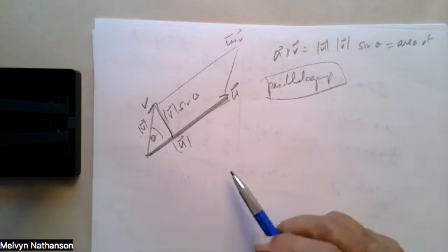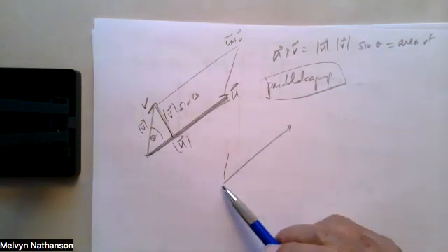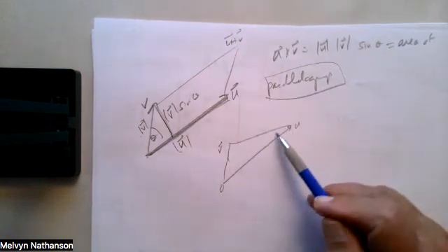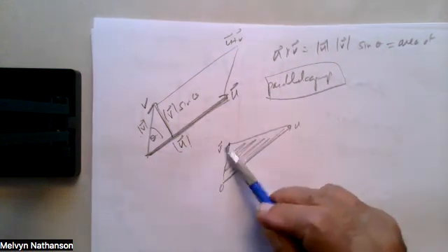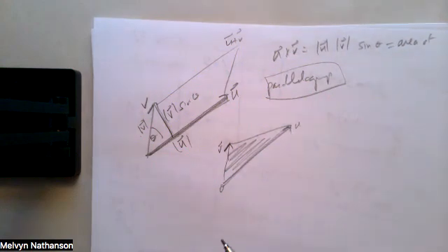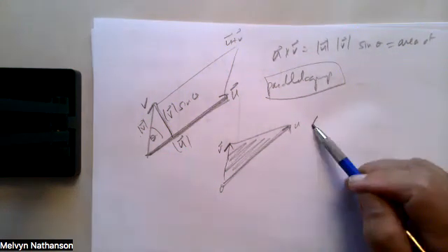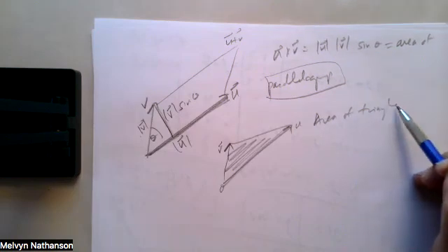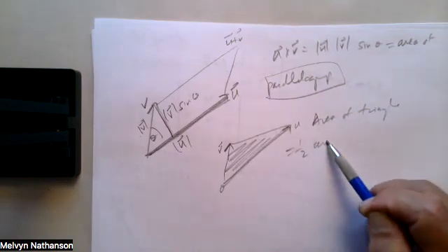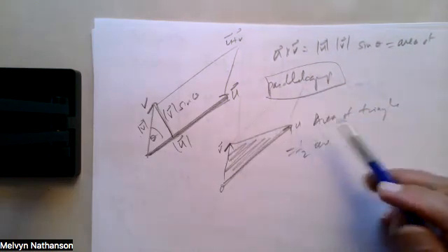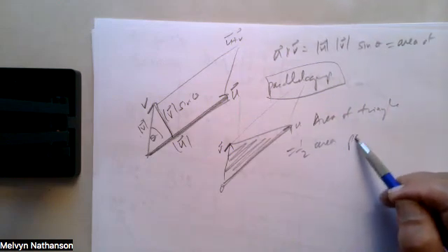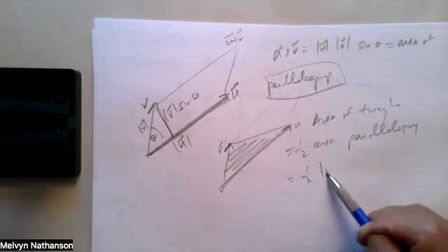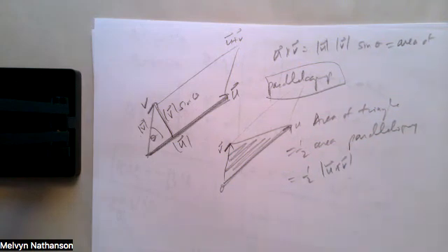If you want to find the area of the triangle formed by the vectors u and v, the area of the triangle is half the area of the corresponding parallelogram. So that's 1/2 the length of the vector u cross v.